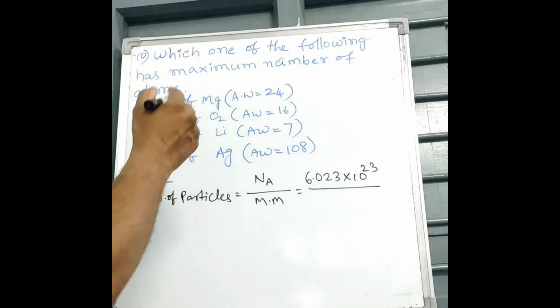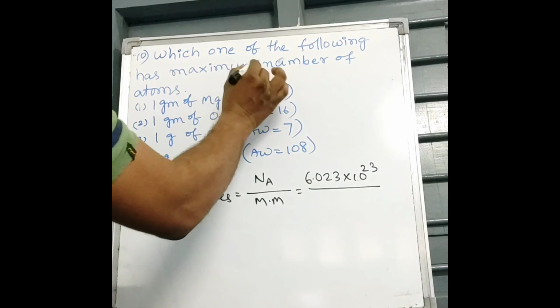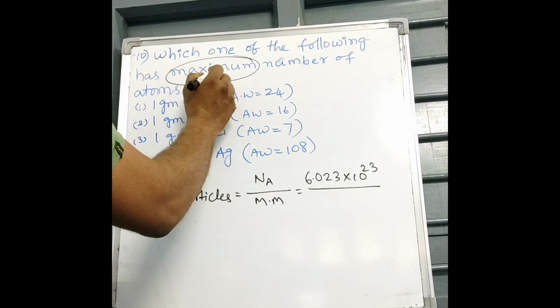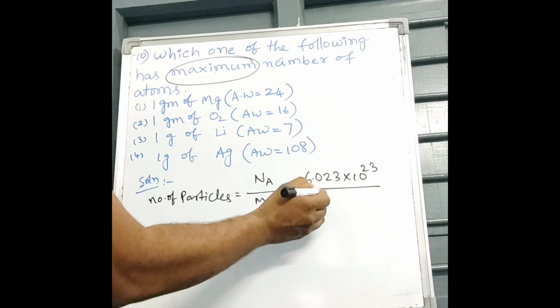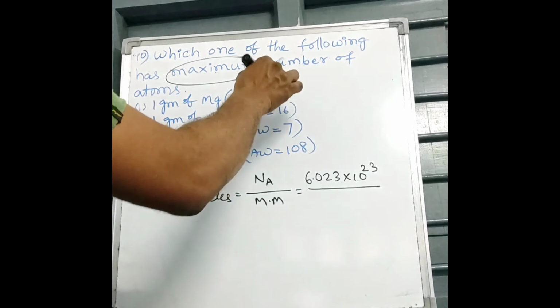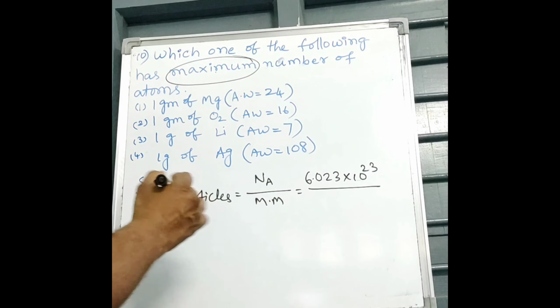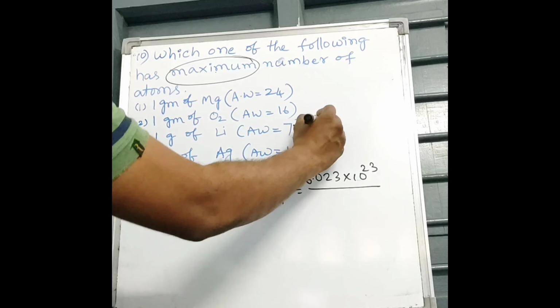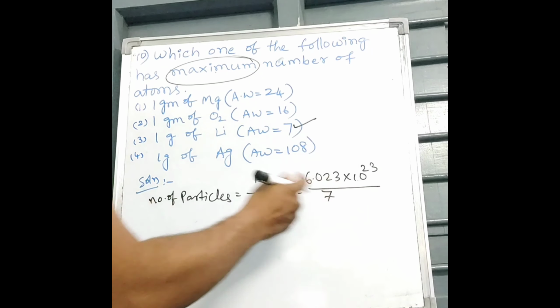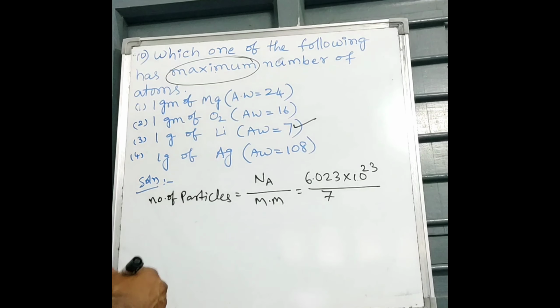So what is there in the problem? Maximum number of atoms. If the denominator is less, you get the maximum number of atoms. So here, where is the atomic weight very low? For lithium the atomic weight is very low. That's why if you substitute 7, you get the maximum number of particles. So directly you can answer this question.